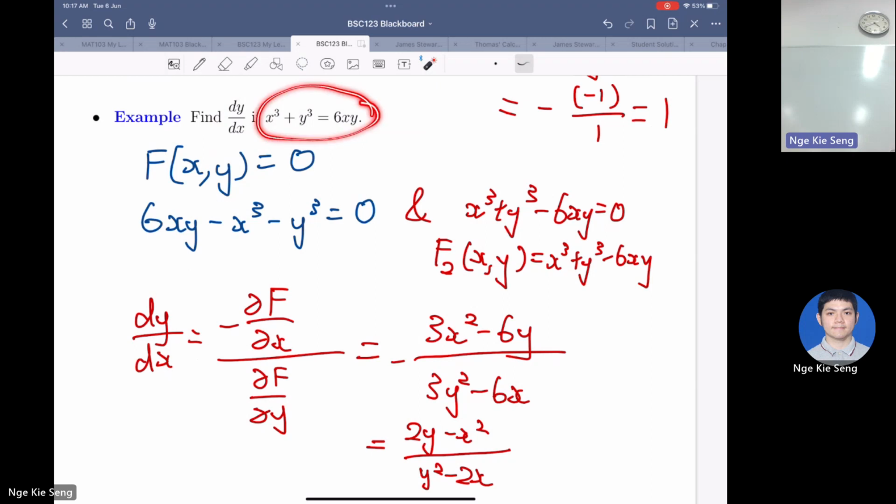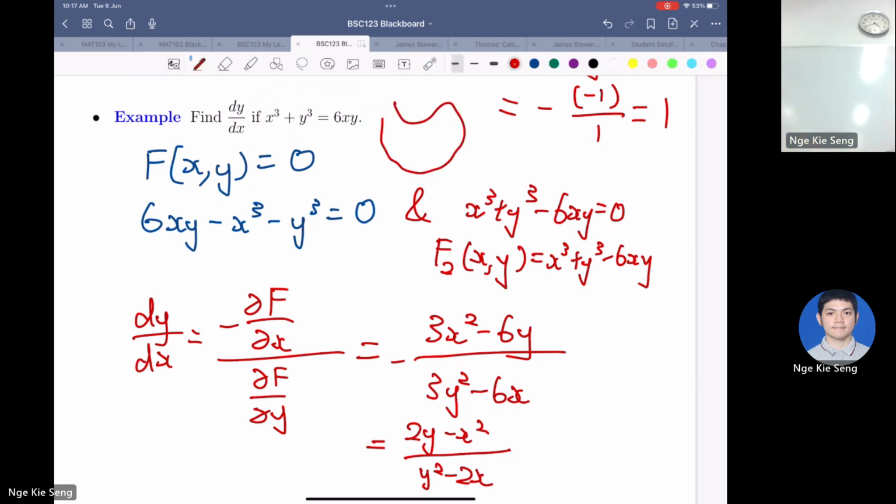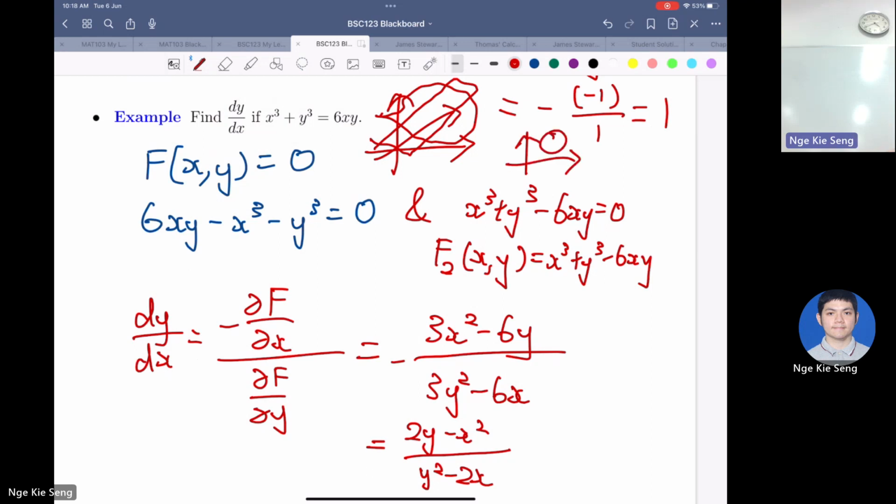So you have a surface in R3. Wait, let me draw R3 first. You have a surface here, then you cut it using a plane and you get a level curve living in R2. So dy dx is the rate of change on this level curve. This is a technique that will later apply to questions that you need to do.